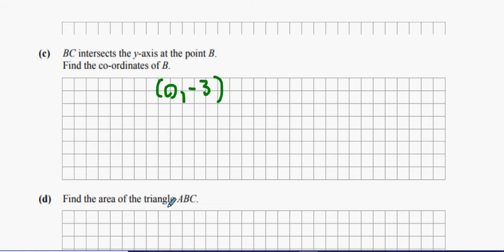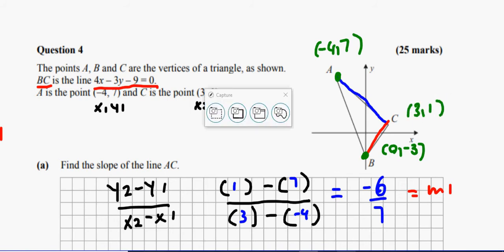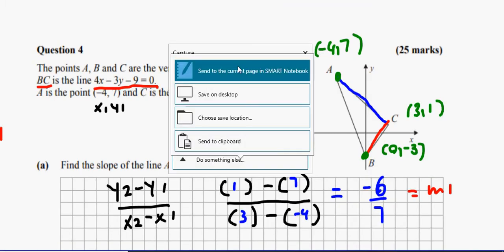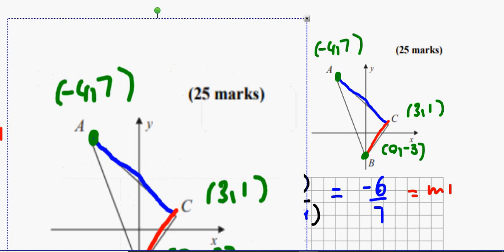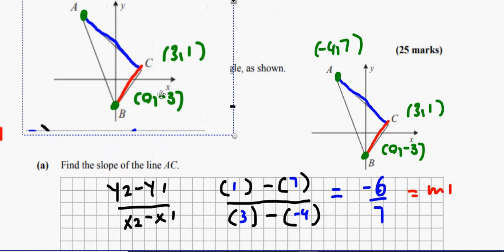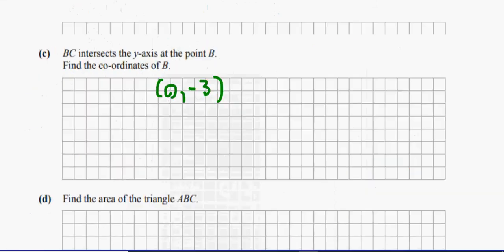The next thing we want to do is find the area of the triangle ABC. Now, A is minus 4, 7. B is 0, minus 3, and C is 3, 1. Do any of you remember how to get the area of any triangle using coordinate geometry? What formula do you use? So go to page 18 of the tables, and you should be able to find something there. Help me out.